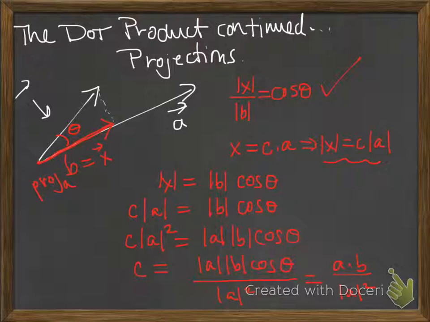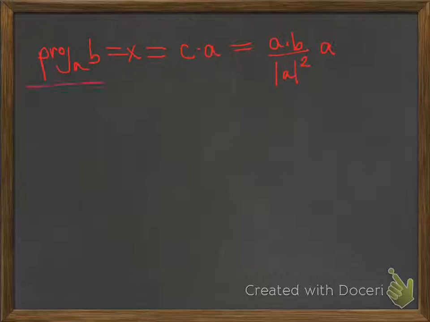And that means, moving to a new board, that the projection of B onto A, which we called X, which we recognized was equal to a scalar factor of C times A, and we discovered that C was equal to the dot product of A with B divided by the magnitude of A squared, times that vector A. Okay, so this is the projection of B onto A. We can find it by that formula, and that is, by the way, a vector. All right? Perfect.